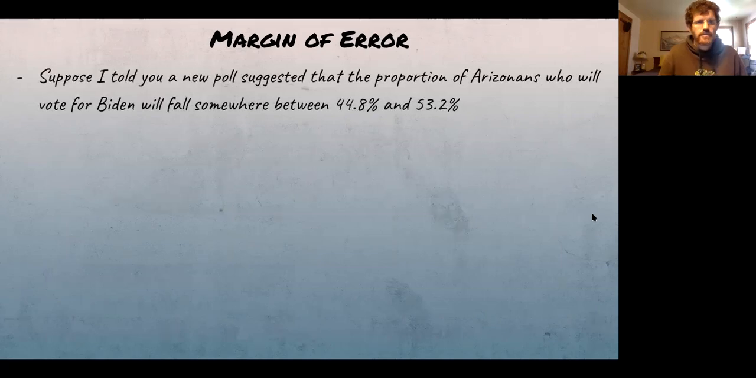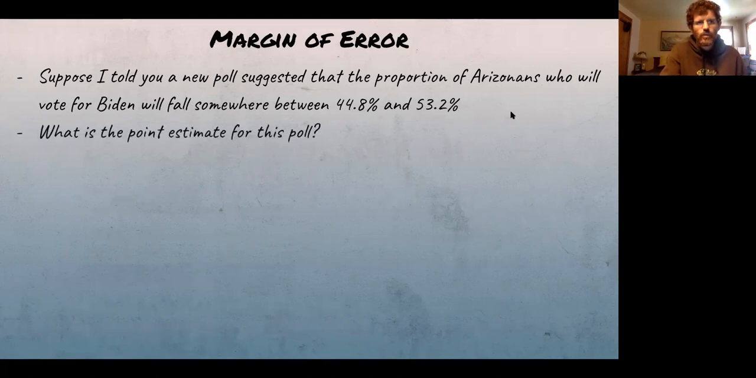Okay, so now we're going to look at it at a different level. Suppose I told you a new poll suggested that the proportion of Arizonans who will vote for Biden will fall somewhere between 44.8% and 53.2%. So now the question is, what is the point estimate for this poll? They don't tell us that. They just gave us an interval between these two numbers. So what can I do to find the point estimate?